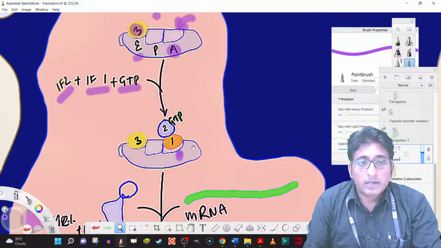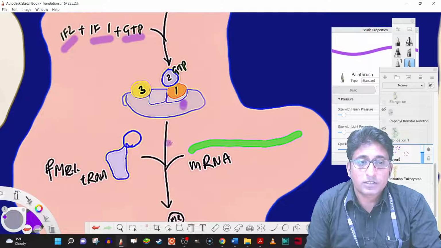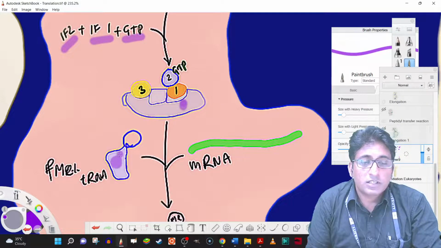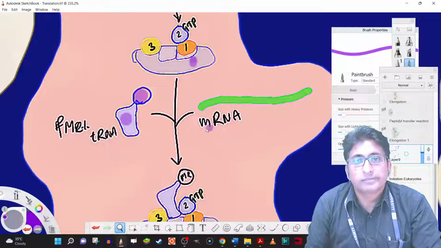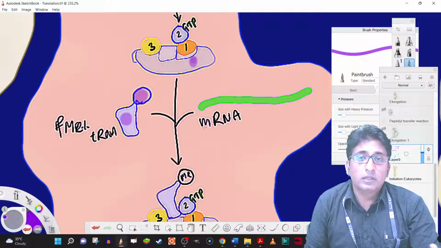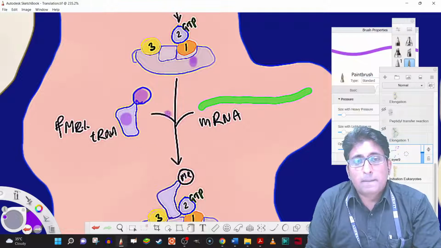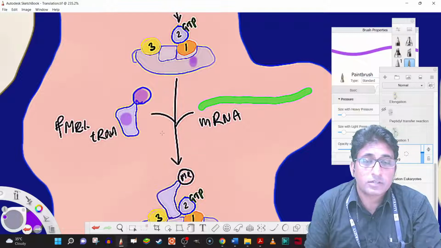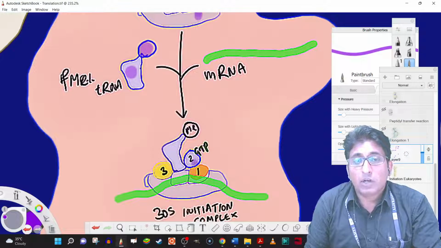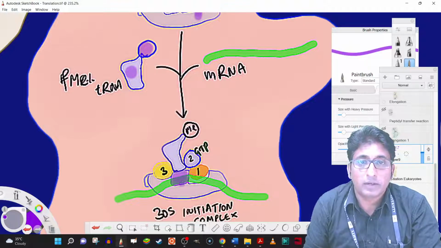Initiation factor 2 has affinity for IF1 as well as for the initiator tRNA. Here, this is representing the initiator tRNA, and here assume that it carries the amino acid N-formyl methionine. That is an additional formyl group on the amino group of methionine. Because the GTP-bound initiation factor 2 has affinity for initiator tRNA, it will help in the loading of the initiator tRNA to the P site. This is the P site where the start codon would be.